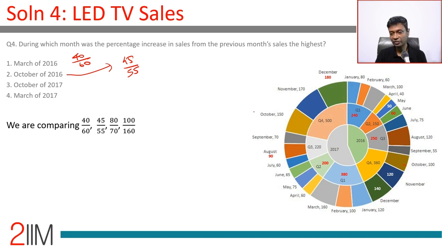October of 2017. So we're looking at 2017 October. 70 to 150, an increase of 80 on a basis of 70. Straight away, I know that this number is greater than 1. That's jumping out at me. From September to October, the sales have more than doubled. So I can forget about these two. I don't have to compute that. So far, 80 by 70 is the highest. It's higher than 1. It's more than 100%. Sales have more than doubled.